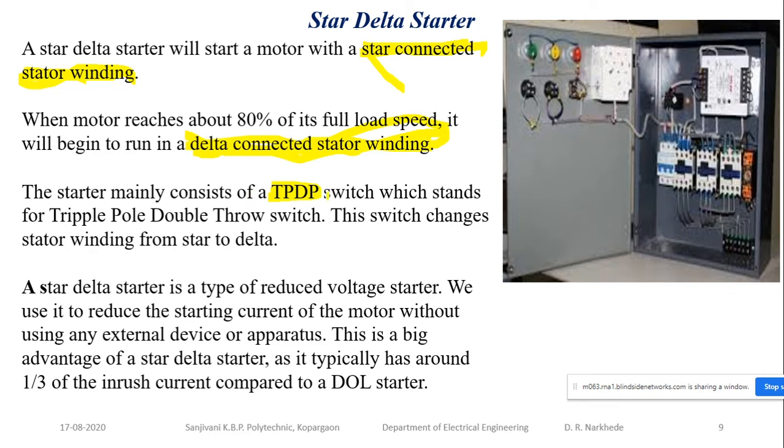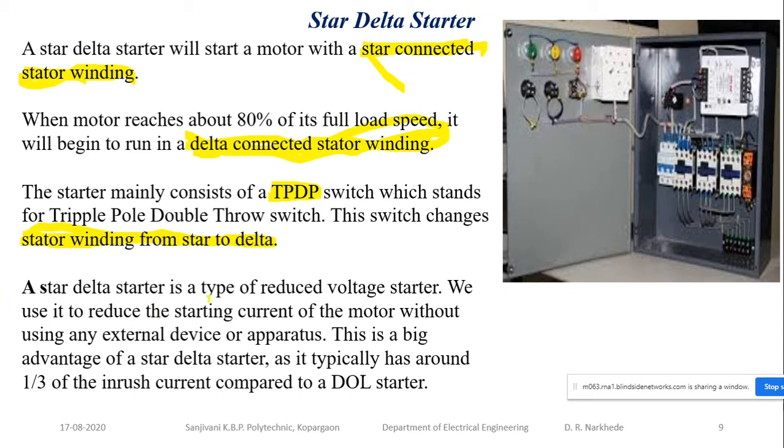And what is the purpose of this switch? Its purpose is to change the connection of your stator winding. Initially your stator winding is connected in star, so when you operate this switch, the winding is connected to delta, which switches it from star to delta.